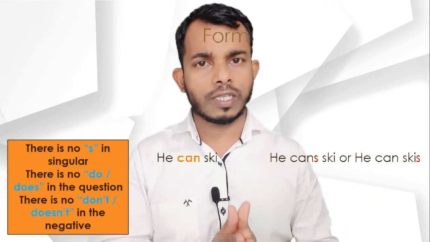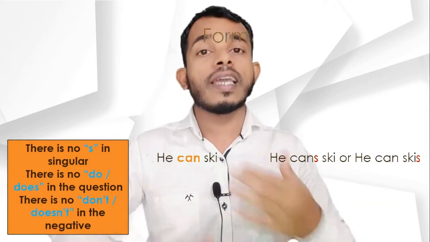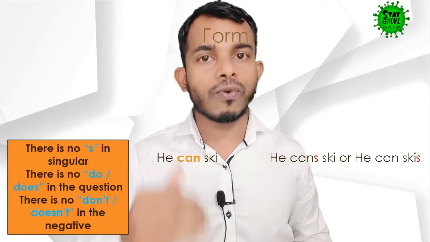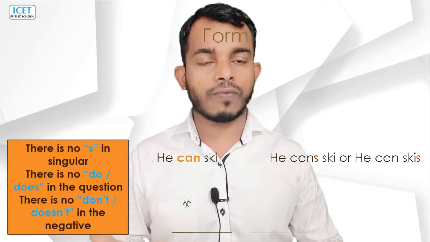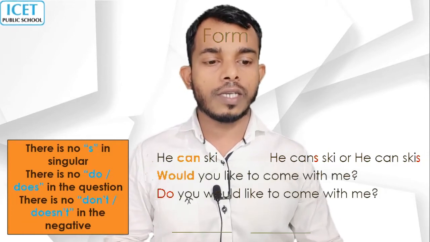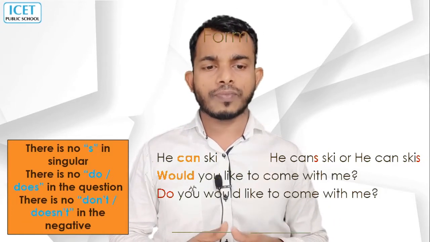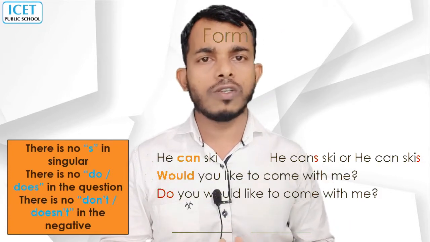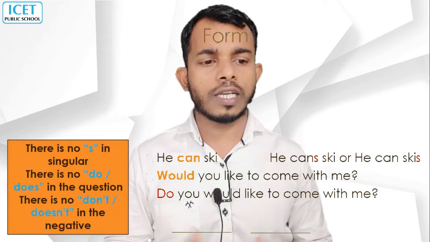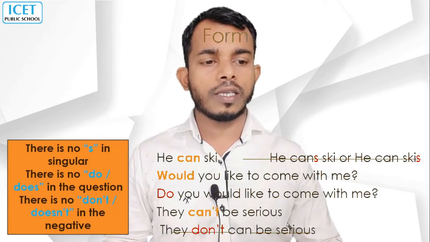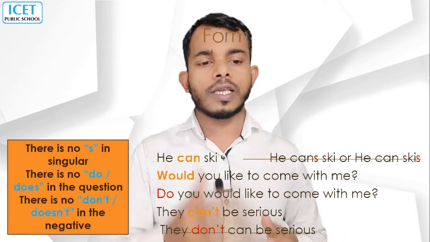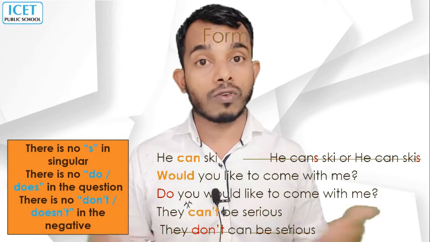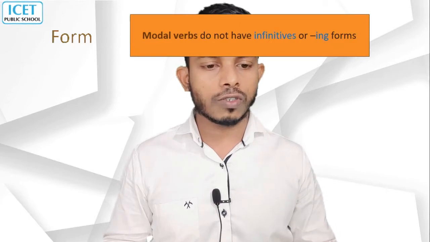That already we said, discussed it, no need to repeat it again, so it may be boring for others. That's why I'm going a little faster. This part I have already discussed. Then the next one we said: "would you like to come with me", and "do you would like to" is wrong. And then the other part: "they can't be serious", so "they don't can be serious" is wrong, no need to use it like that.